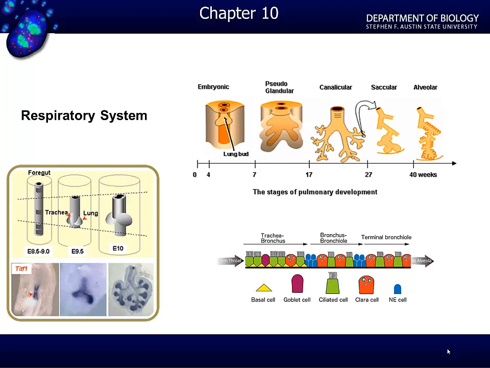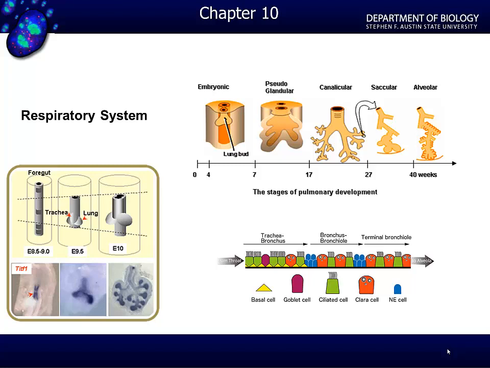As we begin looking at this system's development, it's going to be one of our first ones now that we've moved out of the pharyngeal apparatus. We're going to see that we are going to form the bulk of the respiratory system, certainly our trachea and our lungs, as a branching off of our foregut endoderm.